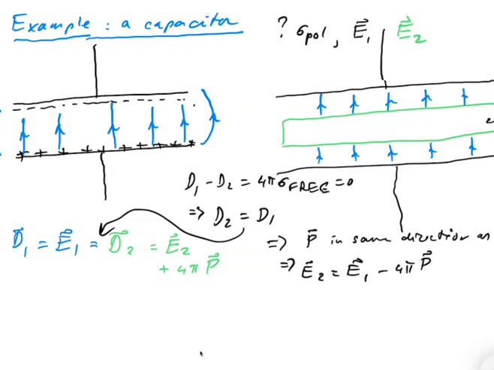And that polarization field is in the same direction as E, because that's usually what the polarization does, which means that E2 is actually E1 minus 4 pi times P, which means that E2 is smaller than E1. So what does that mean? Well, we need to draw E further apart. Okay, so this is E2.